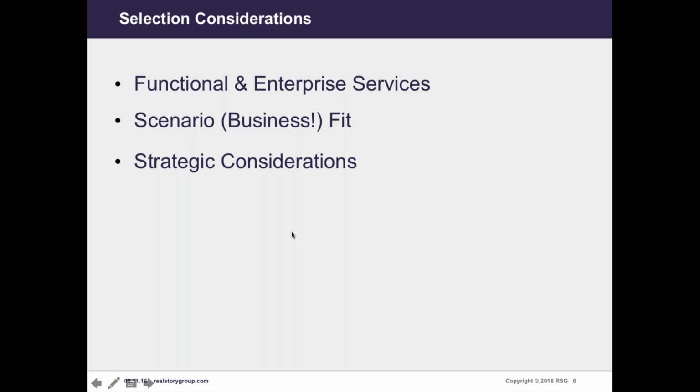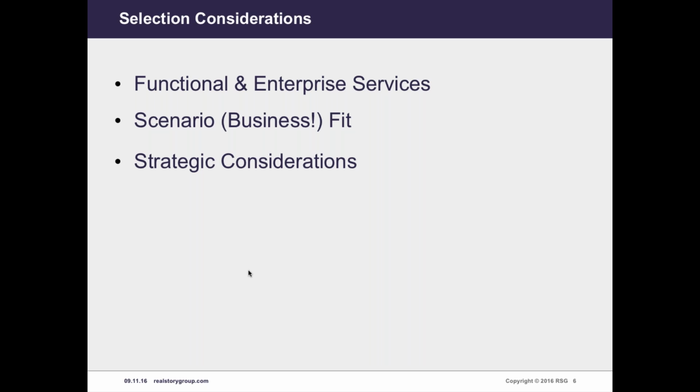So in terms of selection considerations or criteria, we divide it into a couple of different categories. So first is functional and enterprise services, and I'll show you what those are in a second. But the second, and I think more important in terms of fit here, is actual scenario or use case fit, because this is what drives actual business value. And then finally, strategic considerations around the vendor and the ecosystem, also critical.